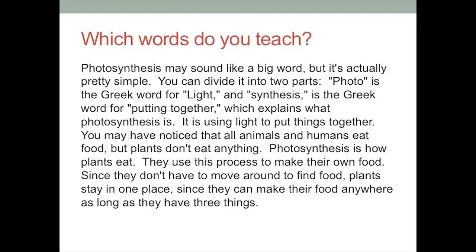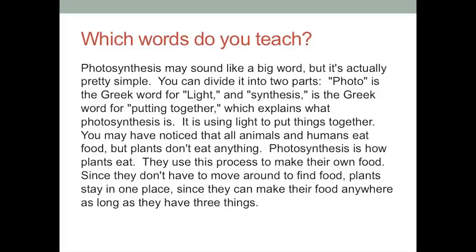See this passage, fourth grade passage. Photosynthesis may sound like a big word, but it's actually pretty simple. You can divide it into two parts. Photo is the Greek word for light. Synthesis is the Greek word for putting together, which explains what photosynthesis is. It's using light to put things together.